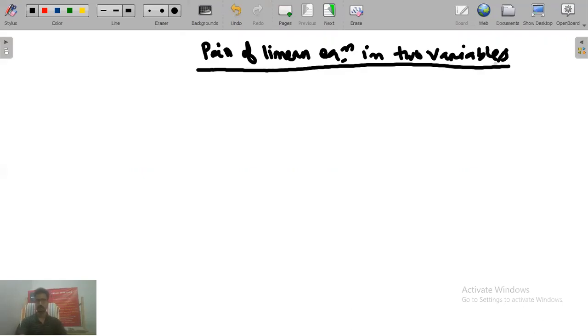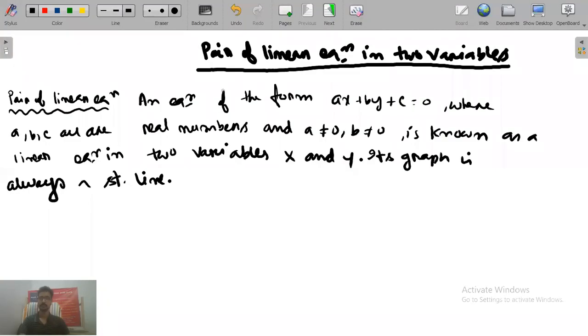Before starting the chapter, first we are going to discuss the definition of a pair of linear equations. Let's see the definition of a linear equation. An equation of the form ax plus by plus c equal to 0, where a, b, c are all real numbers and a cannot be equal to 0 and b cannot be equal to 0, is known as a linear equation in two variables x and y. Its graph is always a straight line.